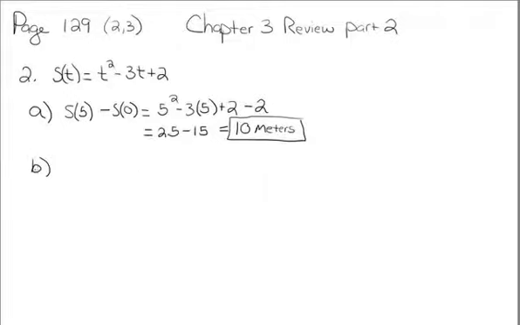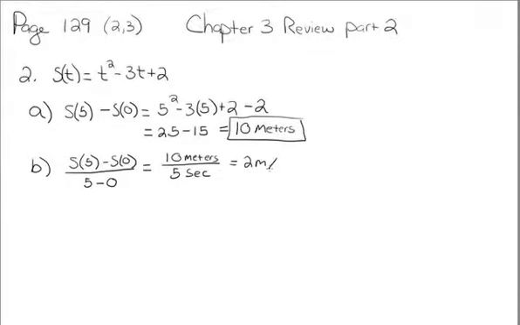So part B, find the average velocity. Simply, how far did I travel? In other words, the displacement. So s of 5 minus s of 0 divided by how long did it take to travel. How far did you go and how long did it take? So I know from part A I went 10 meters, and I know that it took me 5 seconds, which of course gives me an answer of 2 meters per second is the average.